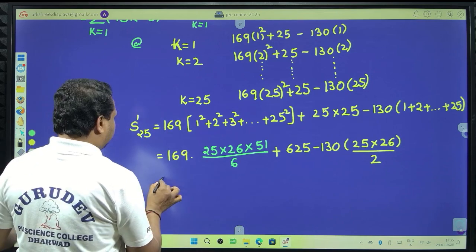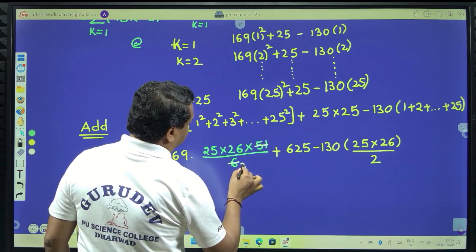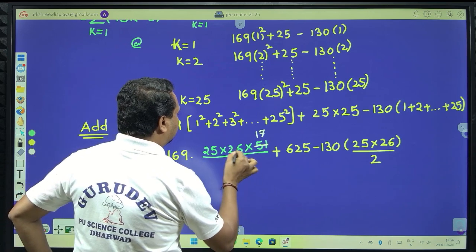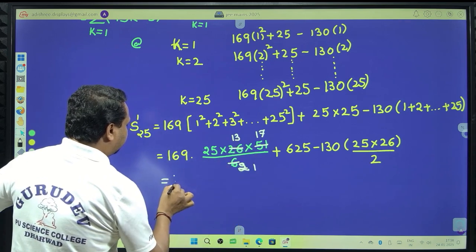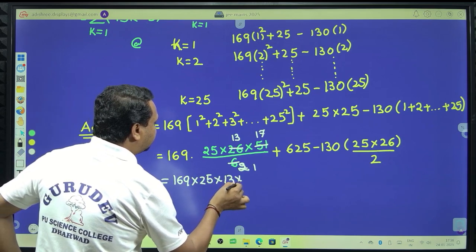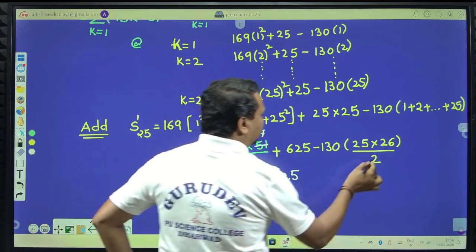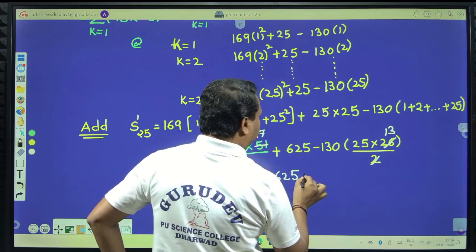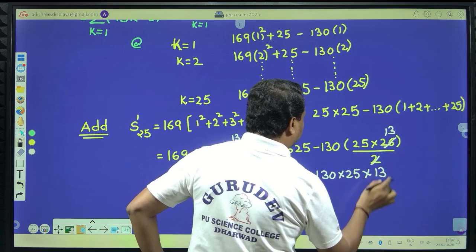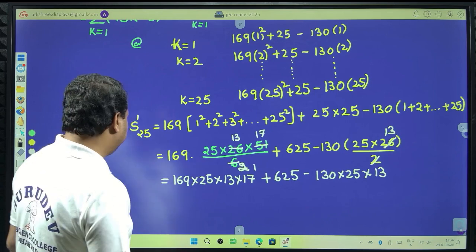Now, any cancellations possible? Yes. 3 2s are possible, 3 17s are possible, 2 1s are, 2 13s are possible. So, what we get is 169 into 25 into 13 into 17 plus 625, minus 130 into 25 into 13. Done. Now, you have to take care of the product and calculate everything, right?